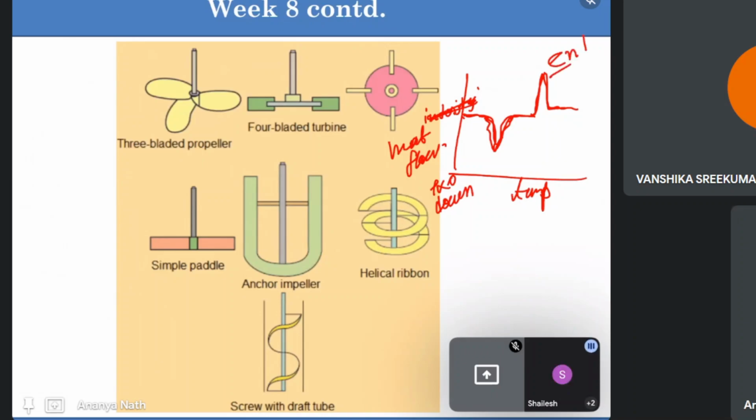Ma'am, above this, we have a peak at low heat flow. So at low heat flow, we have a peak of exothermic, right? What does it mean? Low heat flow represents exothermic, which means heat release. Heat flow is towards the outward direction. Heat is released.